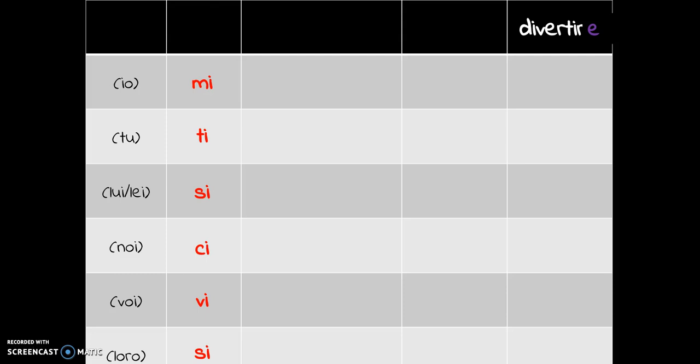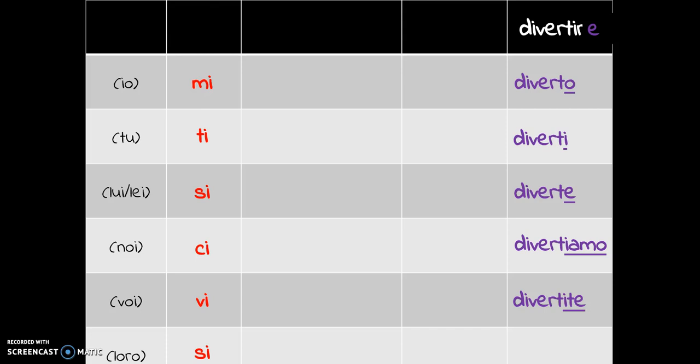Therefore, I enjoy myself, mi diverto. You enjoy yourself, ti diverti. He enjoys himself or she enjoys herself, si diverte. We enjoy ourselves, ci divertiamo. You, plural, all of you, enjoy yourselves, vi divertite. And they enjoy themselves, si divertono.